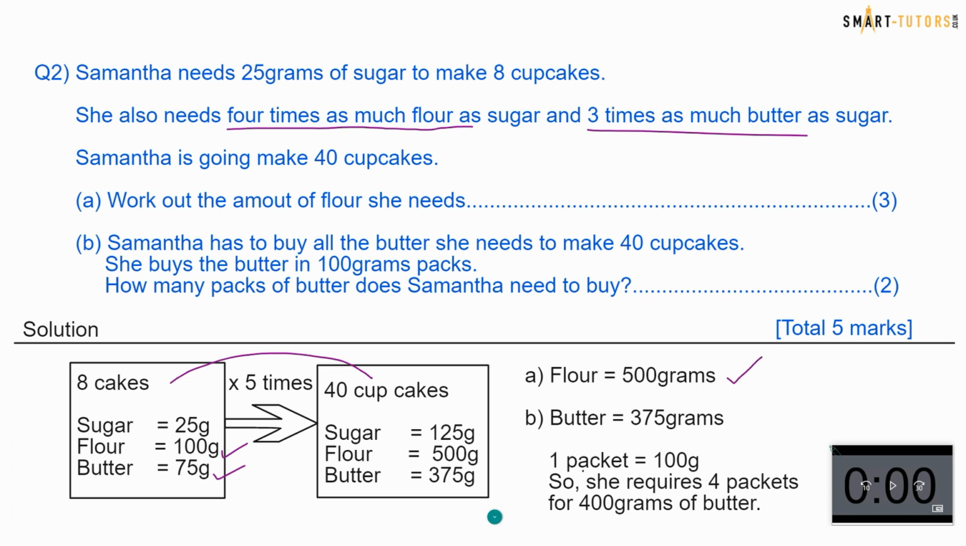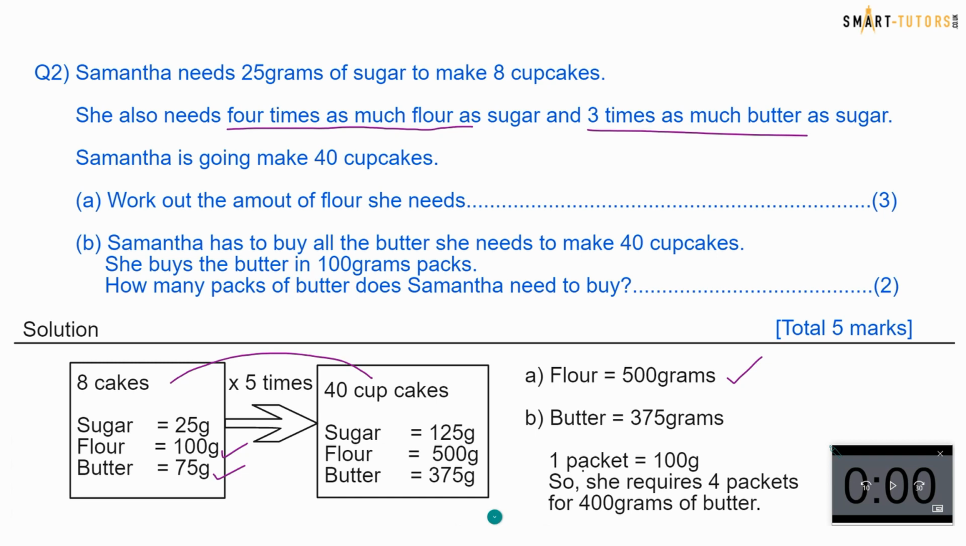Second part, Samantha has to buy all the butter she needs to make 40 cupcakes. So basically she needs 375 grams of butter, right? But if you go to the supermarket, the butter comes in small packets. So she needs to buy a couple of packets to make this cake. With 100 grams each packet, she can't buy 3 packets, it is not enough. She needs to buy 4 packets to make these 40 cupcakes. So the answer is 4 packets.